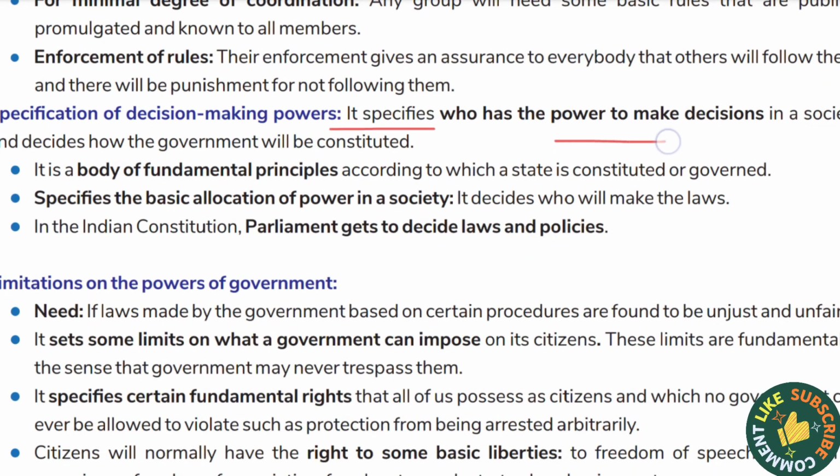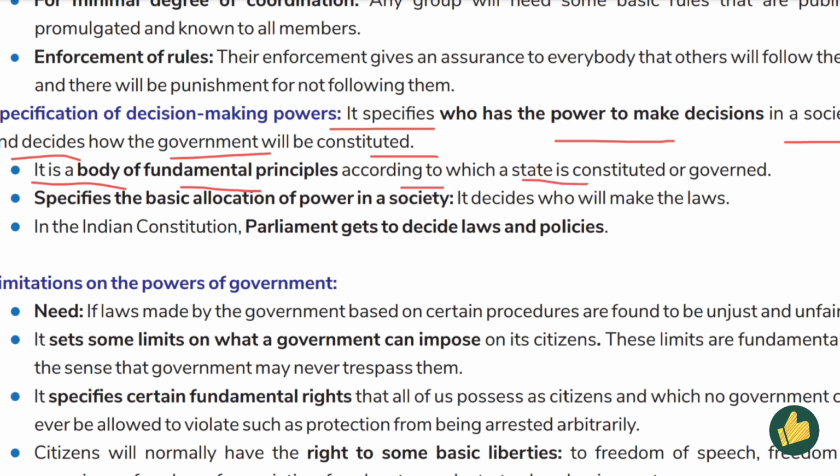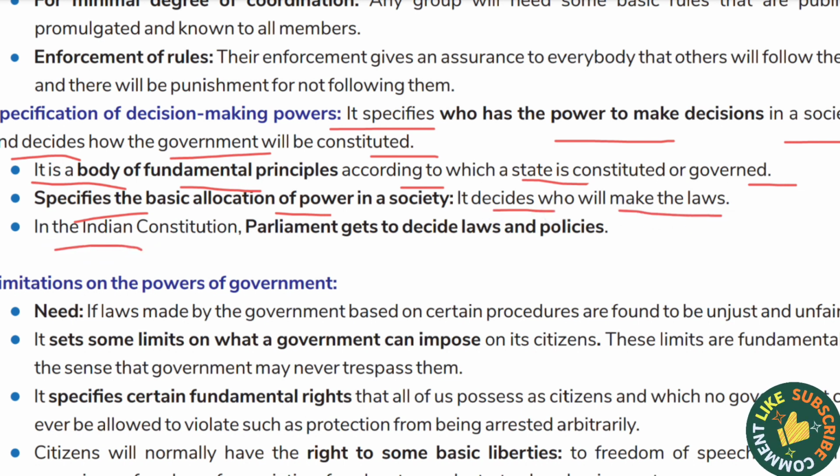A specification of decision making powers. It specifies who has the power to make decisions in a society and decides how the government will be constituted. It is a body of fundamental principles according to which a state is constituted or governed. It specifies the basic allocation of power in a society. It decides who will make the laws. In the Indian Constitution, Parliament gets to decide laws and policies.